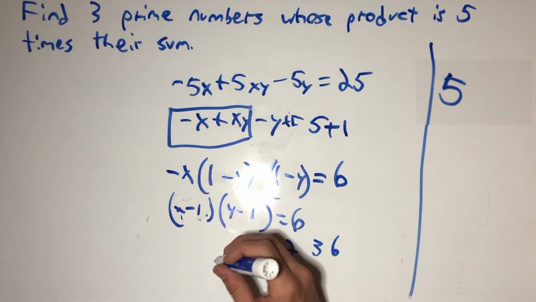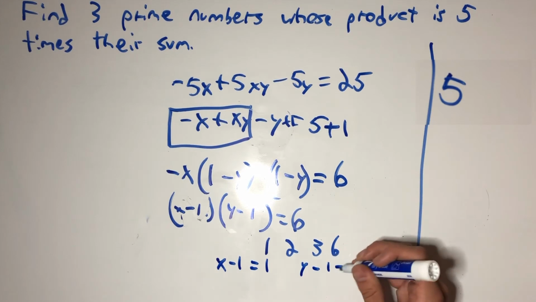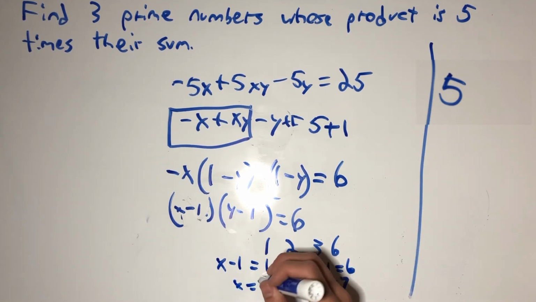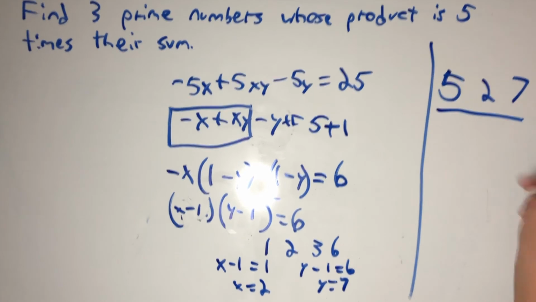So, let's just say x minus 1 equals 1, and y minus 1 equals 6. That means y is 7, and x equals 2. Now, this works, because these are both prime. So we have one of our answers.